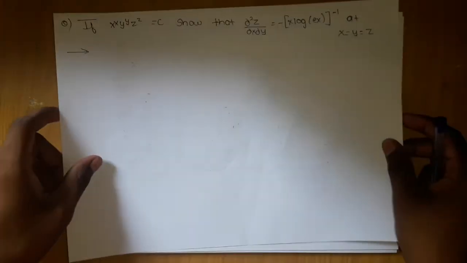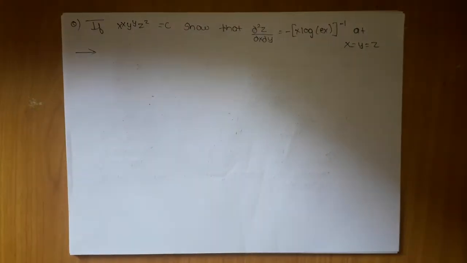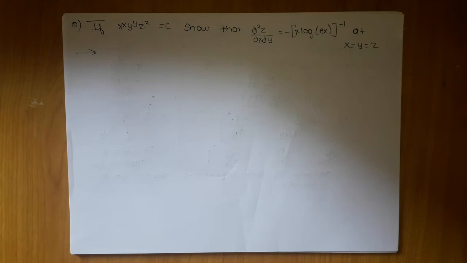Now let's move on to the next question. The next question which we are going to take says: if x power x, y power y, z power z equals c, show that dou square z by dou x dou y equals minus x log ex the whole power minus 1 at x equals y equals z. So we need to prove this thing.